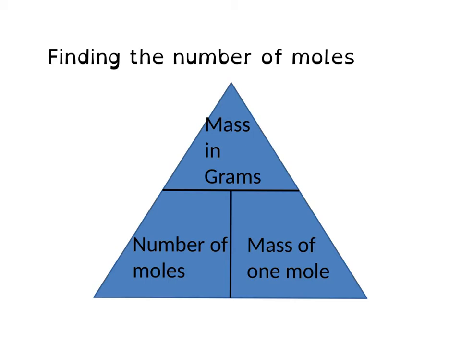Okay, next thing we're going to do is find the number of moles. So my number of moles is here, and so because mass in grams is at the top, I'm going to be dividing, because that's what we mean by having the number at the top, mass in grams by mass of 1 mole. It is super common to get these the wrong way round if you don't write the formula out and think about the numbers given to you in the question.